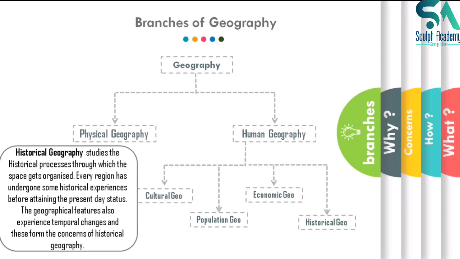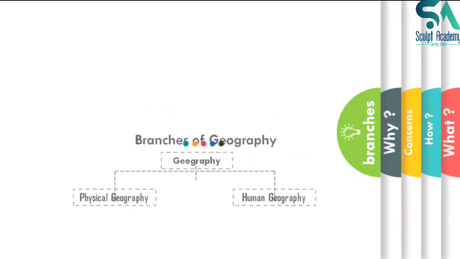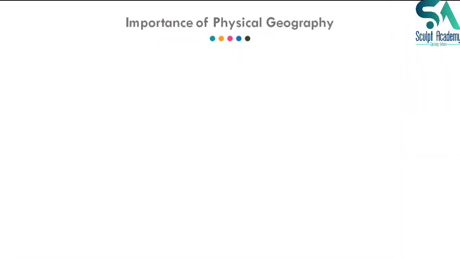So, how did these changes happen on the Aravalli? All these changes are the concern of historical geography. So historical geography basically studies the historical changes that took place over space, over a particular area. So, these are the basic branches of geography. Now, what is basically our concern in class 11, Fundamentals of Physical Geography, is physical geography.